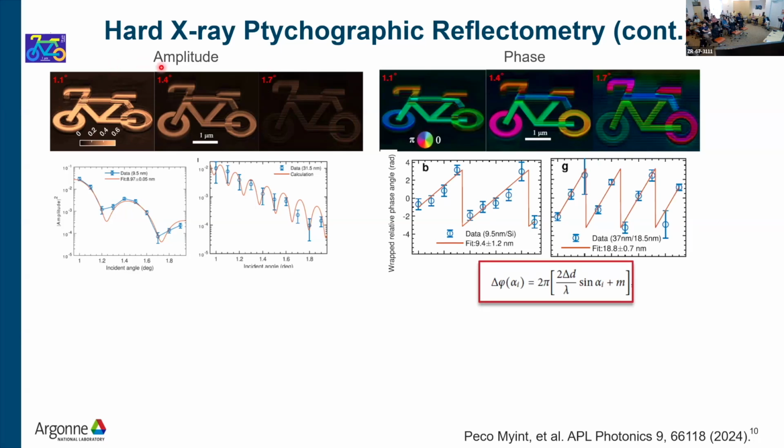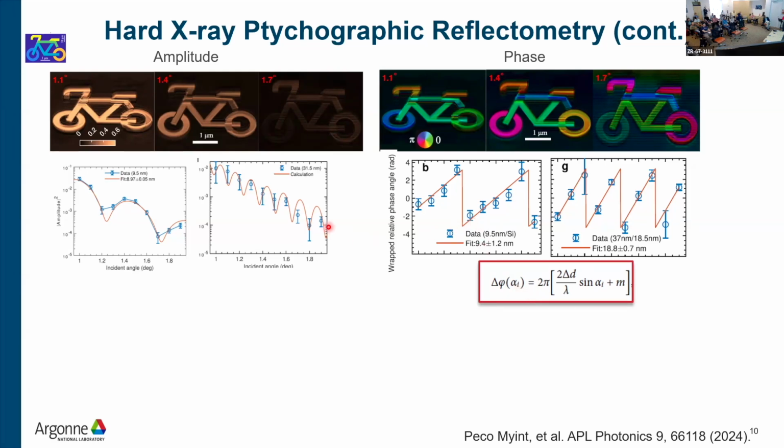This is the reconstructed phase of the bicycle. You can see that different parts of the bicycle represent different heights, so different parts have a different phase. If you put this phase together, you will see, for example for the front wheel, that you have a pattern in the phase. We can fit this, and the formula is very simple. It's basically the path length difference due to the height difference. So you can fit this to get the height of the front wheel.